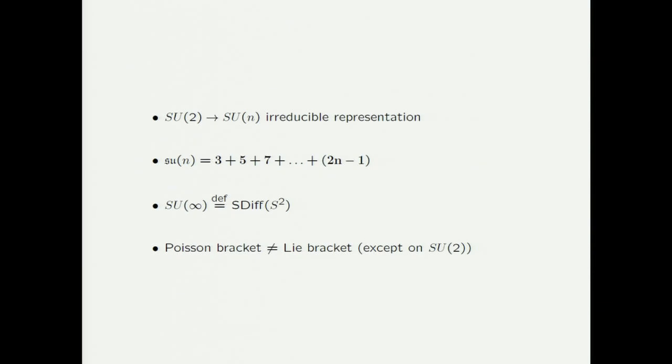This idea has gone back a long way. In particular, it appears quite a lot in Simon's papers. So the thing to remember is that the Poisson bracket on this space sits inside the Lie algebra of SU infinity, but the brackets, apart from the three-dimensional one, are not the Lie bracket in SU(N), but they are the Poisson brackets. And there are some universal formulas which relate one to the other.